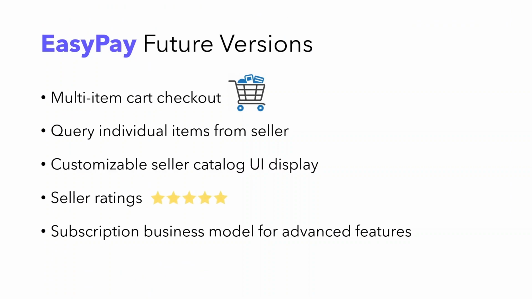For future versions of this app, obviously we want multi-item cart checkout so that users can indicate multiple quantities and multiple items all in one, so they don't have to keep purchasing. Then we want to create individual items from sellers. Obviously you could query the seller's name and get the entire catalog, but we would like it so that you can pick certain items, and there's more of a display, with the image zoomed in. That would be nice.